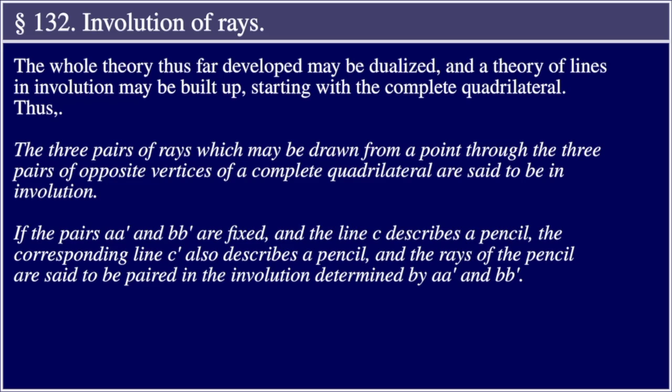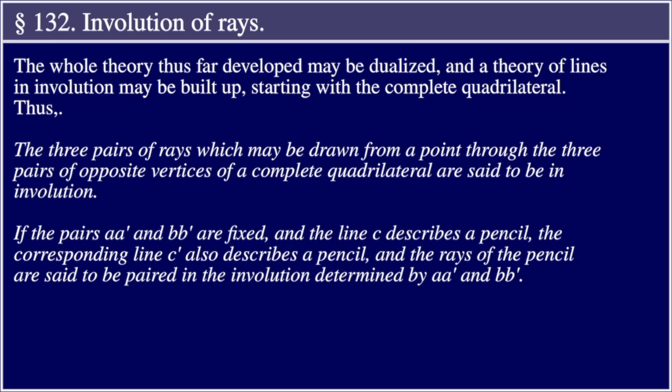Section 132, Involution of rays. The whole theory thus far developed may be dualized, and the theory of lines in involution may be built up starting with the complete quadrilateral. Thus, the 3 pairs of rays which may be drawn from a point through the 3 pairs of opposite vertices of a complete quadrilateral are said to be in involution.